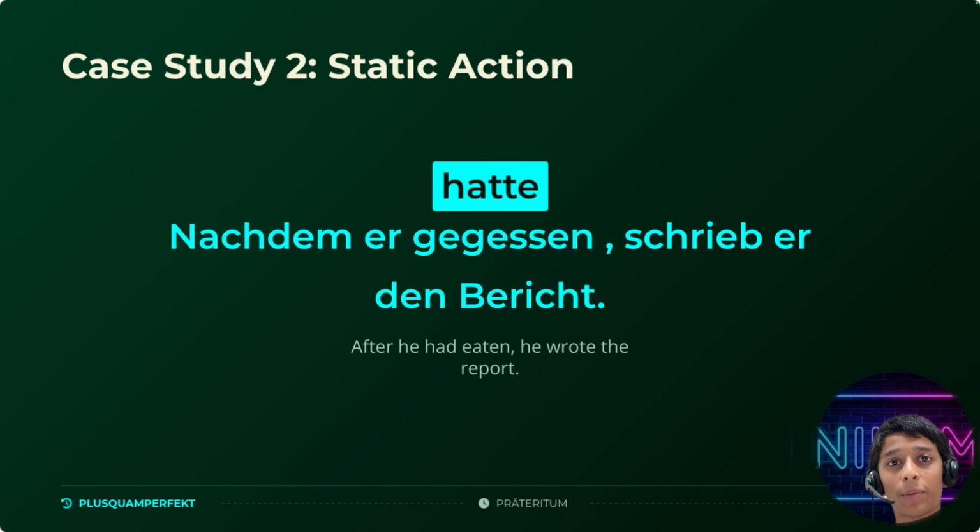Again, both verb parts land at the end of the subordinate clause. Then the main clause: schrieb er den Bericht in the simple Präteritum. Put these two case studies side by side in your notes. One with war, one with hatte, and now you basically have a template you can reuse for almost any Nachdem sentence you will ever need to build.